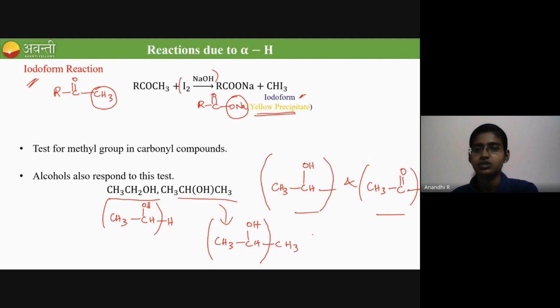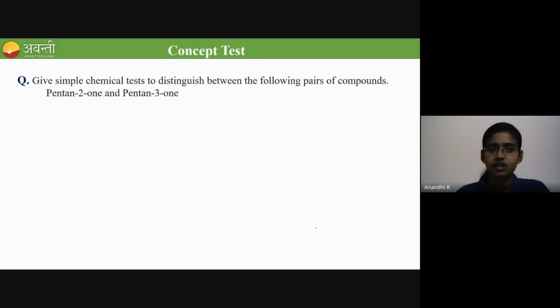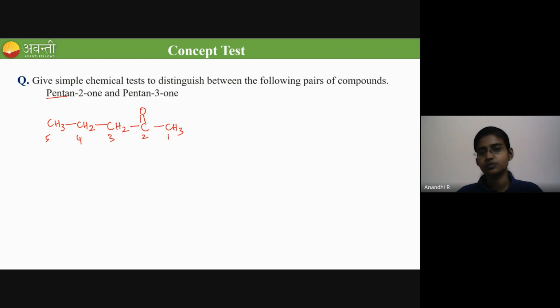Okay. So see the question once again. You have to give a simple chemical test to distinguish pentan-2-one and pentan-3-one. Okay. So let me write the structure of pentan-2-one. So the structure is CH3CH2CH2 C double bond O CH3. So pent means 5 carbon, right? So 5 carbon I have written, and in the second carbon I have a ketone group. So this is pentan-3-one.